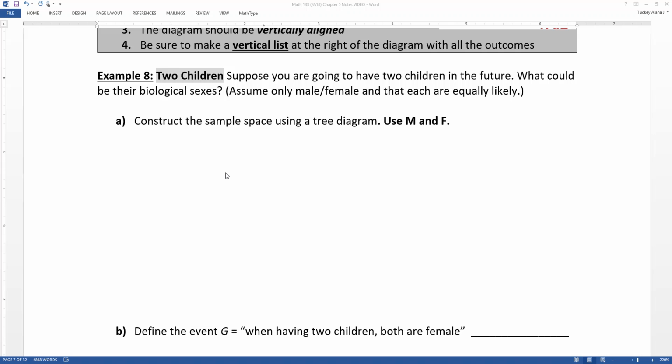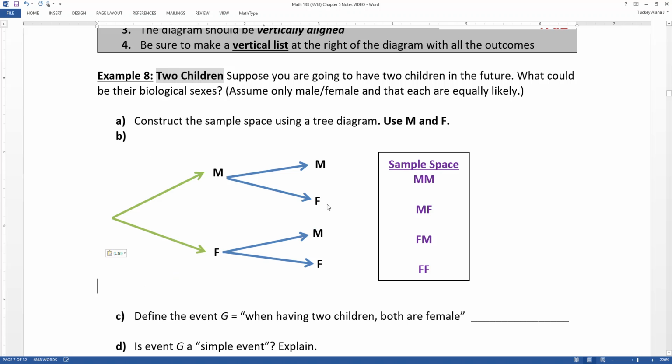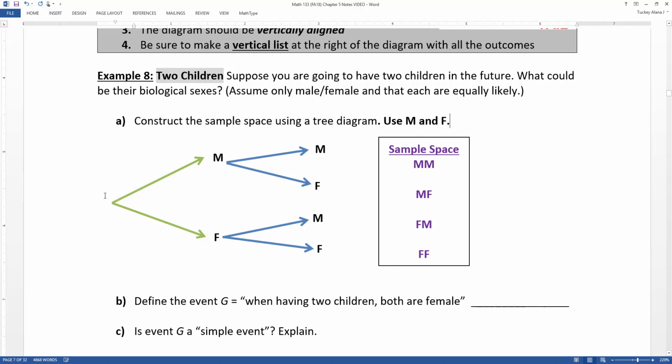All right, so the way this works is we want to start on the left and move to the right. We want one branch for the first child, and then we branch off of there for the next child. And here it is. So right here at the beginning of the green ones over here is the present. And then I hypothetically move to the future. So I could have a male child in the future. And then after having that male child, I could go off and have another child. So from that first male child, I could have another male child. From that first male child, I could have a female child.